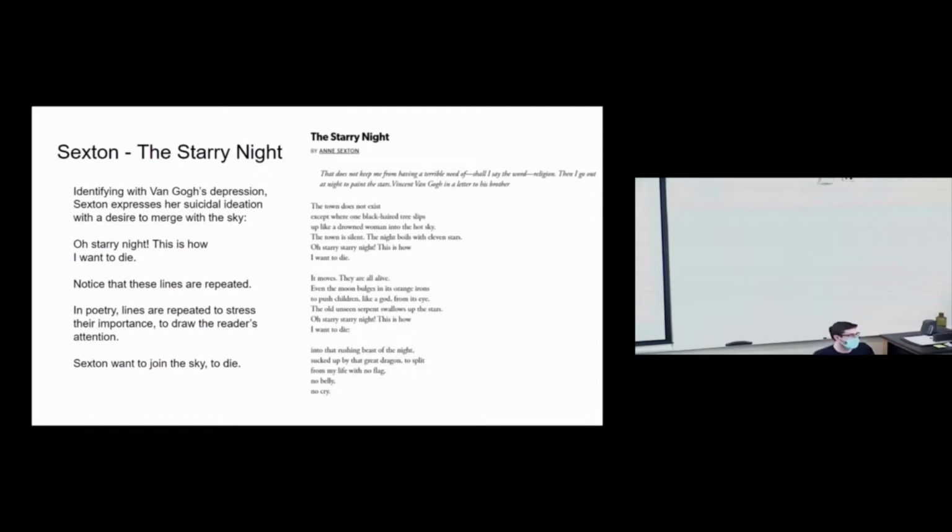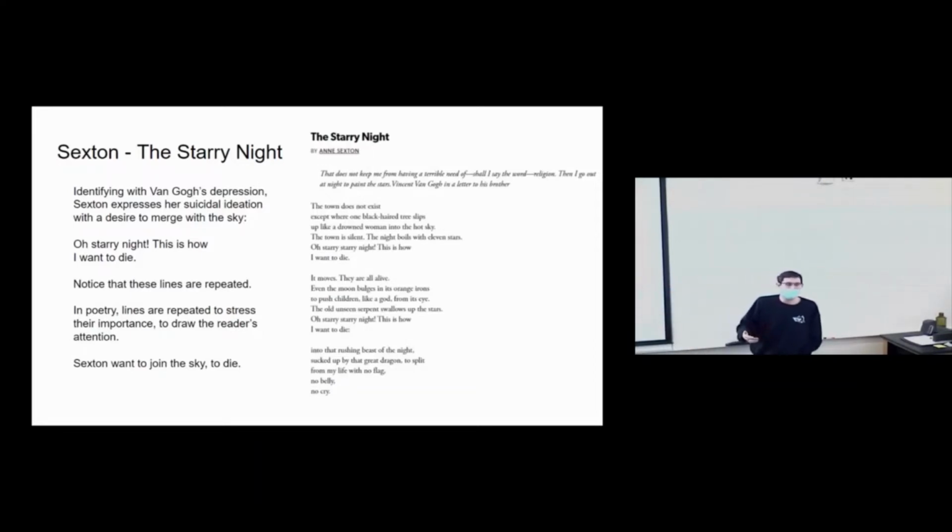So identifying with Van Gogh's depression, Sexton expresses her suicidal ideation with a desire to merge with the sky. We see that in the lines, oh, starry, starry night, this is how I want to die. Now that stands out to me so much because let's say we can't see the words I want to die, and we just see, oh, starry, starry night, this is how. When I read that line, I think it's a nursery rhyme. I'm going to think that this is something for children, right? But then she trumps that idea with the next line, I want to die. Then when I see I want to die, I go, oh, it's not a nursery rhyme.